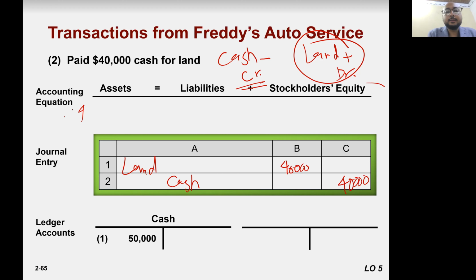So 40,000 is increased in asset as a land, and cash also decreases. So the accounting equation is balanced, simple. So how are we going to post it? We have cash as credit, so we write it down. This is 2.